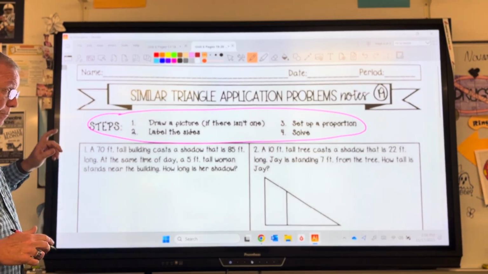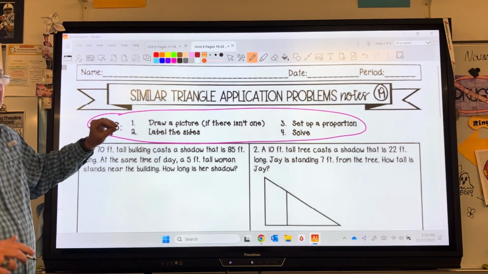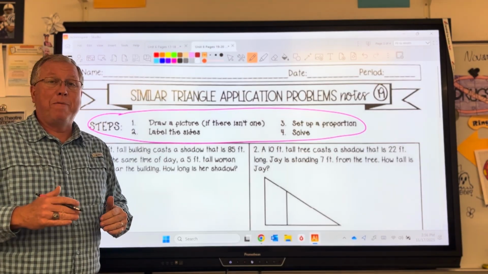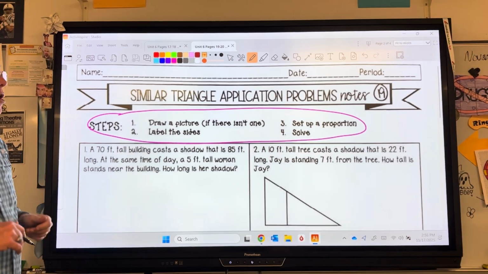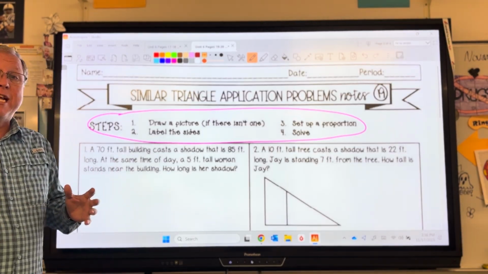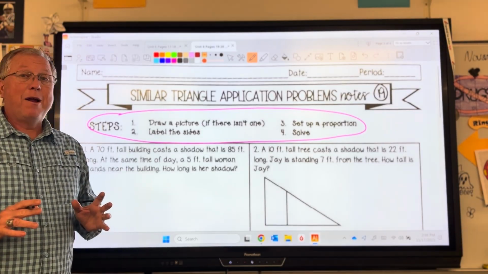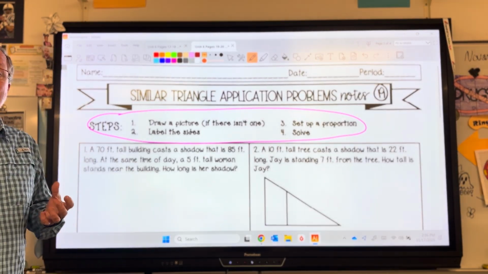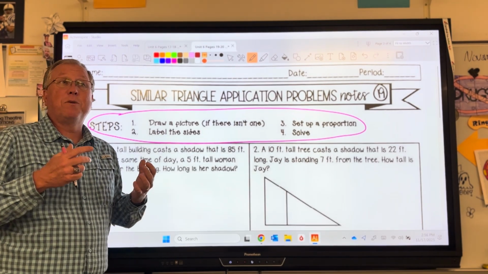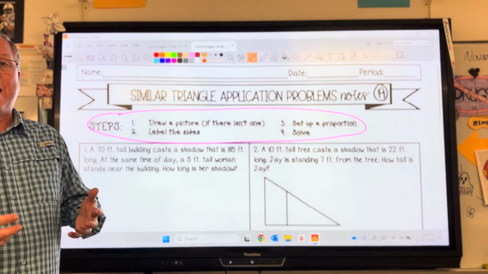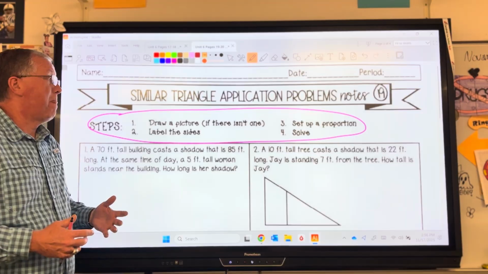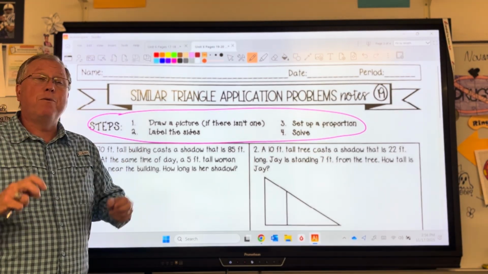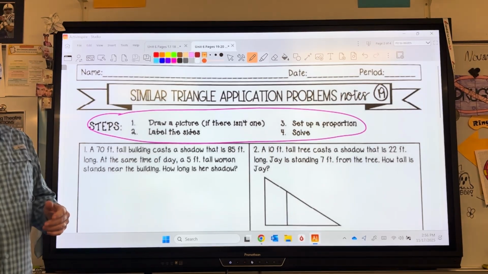So here we go. First, we're going to draw a picture. If there's not a picture, we draw one. We talked about that all year long. Always draw a picture with these word problems. Two, we're going to label the sides. Whatever information they give us, we're going to label the picture with everything that we have. Three, we're going to set up our proportion. The reason we say proportion is because with similar triangles, everything's about proportions, as we've been talking about. And then we're going to solve. We do our cross multiply, the butterfly, if you would, and we're going to solve for our proportion, okay?